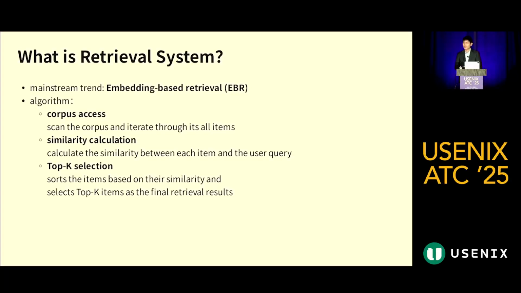So what is a retrieval system? Most modern retrieval systems use something called embedding-based retrieval, or EBR for short. Here's how it works. First, we load millions of item embeddings from the memory. Second, we calculate the similarity, using, like, dot product, between each item and the user's query. And third, we sort all these similarities and pick the top K items as candidates. The challenge here is, how do we do this quickly for large corpora?